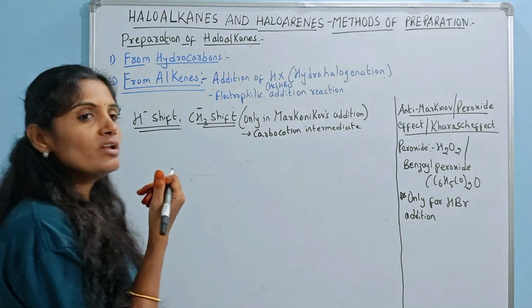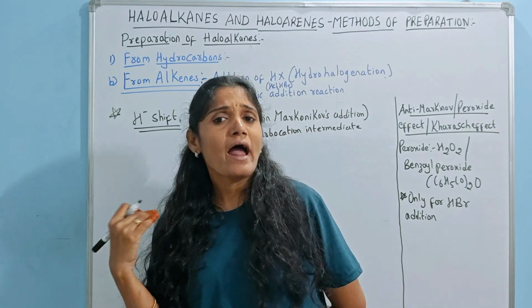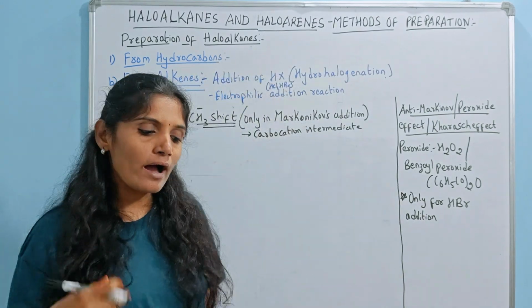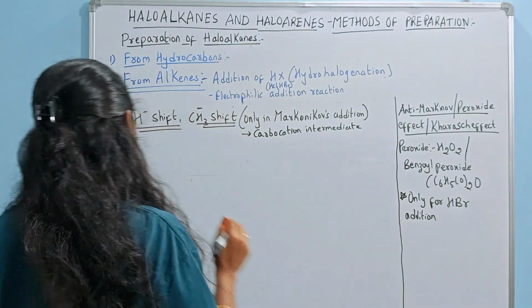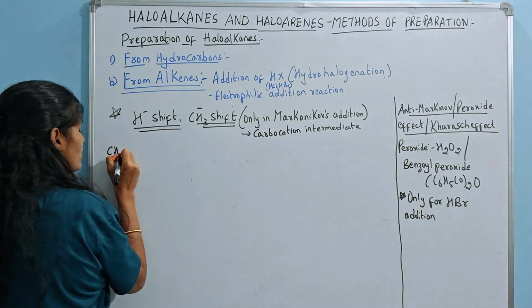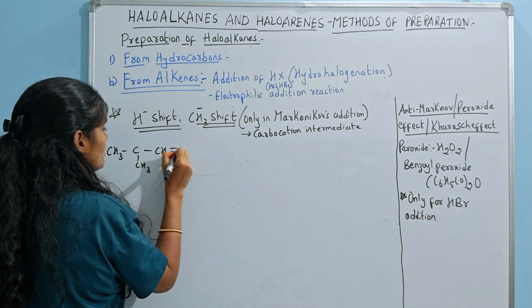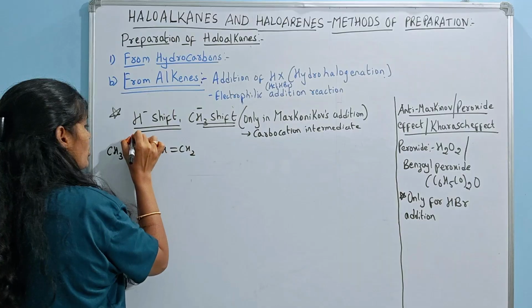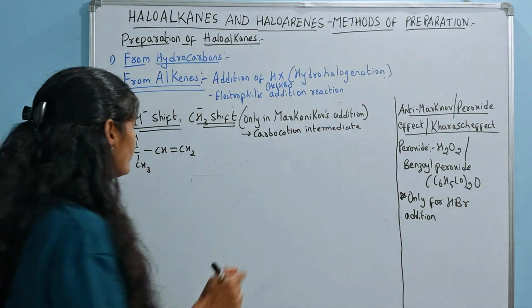For example, usually children make this mistake here. They blindly memorize the Markovnikov rule, and when they get a question on hydrohalogenation of alkenes, they write a wrong answer. The reason for that is, for example, take this compound CH3, C(CH3), CH double bond CH2. This is my alkene. Now, you got this question in the exam.